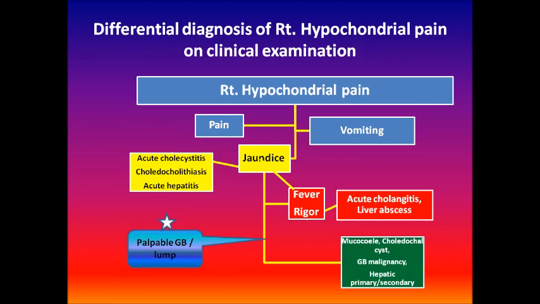In a patient presenting with right hypochondrial pain associated with vomiting and jaundice, conditions like acute cholecystitis, cholelithiasis, and acute hepatitis become the possibilities. If there is additional fever and rigor, the diagnosis goes towards acute cholangitis or the liver abscess. If on clinical examination a gallbladder is palpable or a different lump is palpable, the diagnosis may be choledochal cyst or the gallbladder malignancy or the hepatic primary or the secondary malignancy.